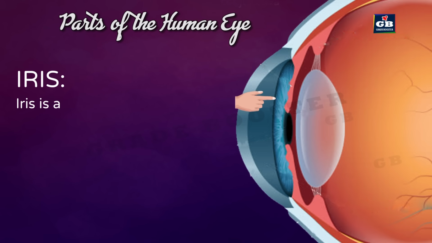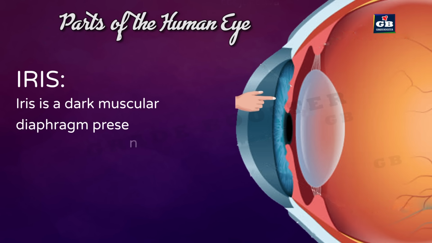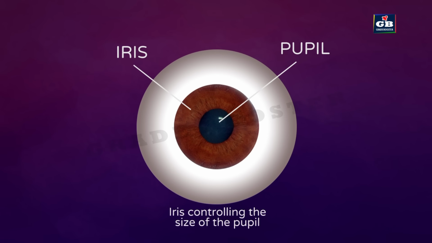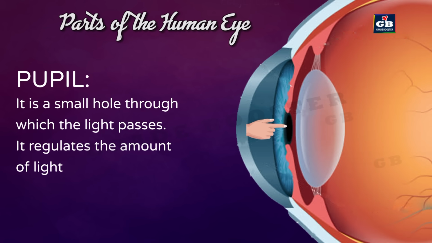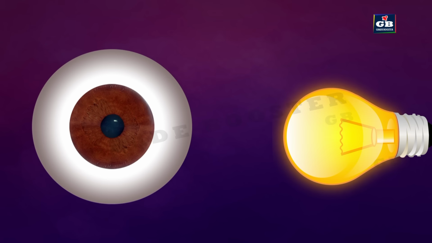Iris. Iris is a dark muscular diaphragm present between the cornea and lens. It controls the size of the pupil. That means the iris can make the pupil big and small. Pupil. It is a small hole through which the light passes. It regulates the amount of light entering the eye.